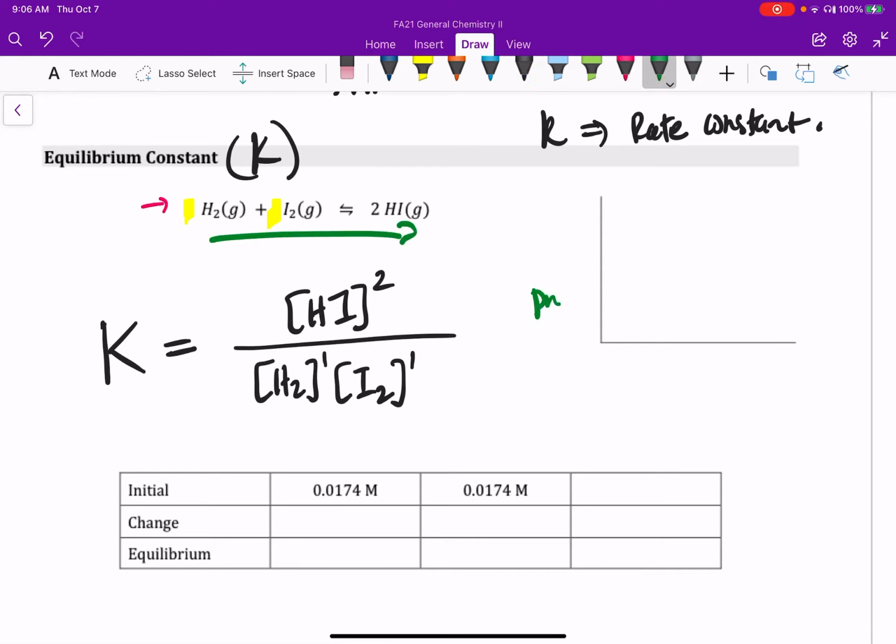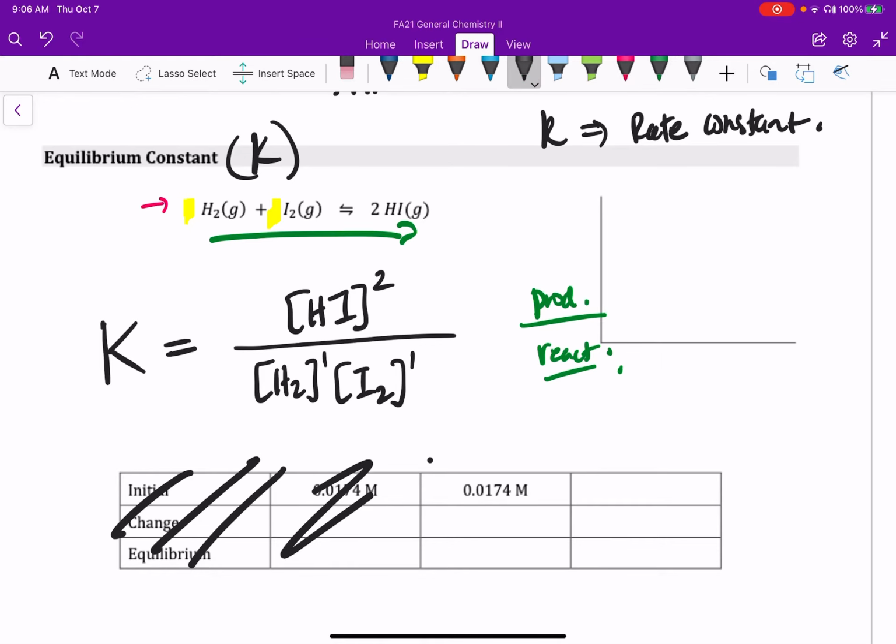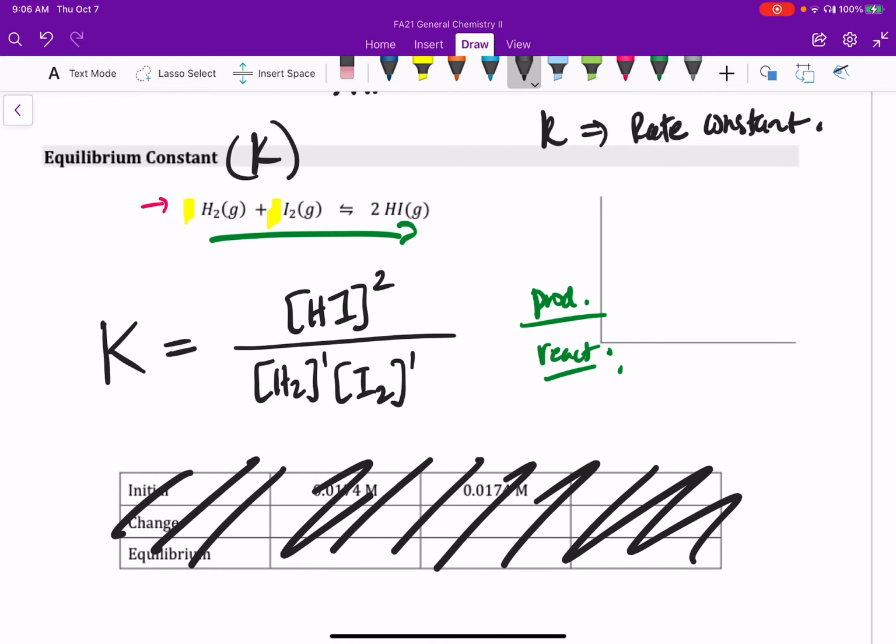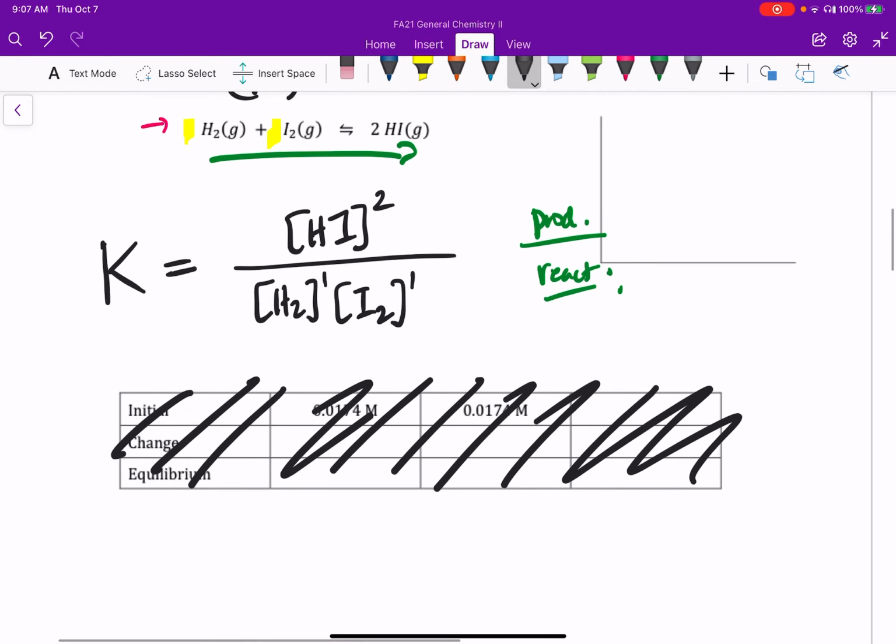So it's going to be always products over reactants. And it's going to be concentrations of those products over concentrations of the reactants. And we are going to use that balanced equation and pull those stoichiometric coefficients out and raise those concentrations to that power. So I'm going to skip this because I'm going to talk about these ICE tables in a separate packet. So here I just wanted to introduce that K.